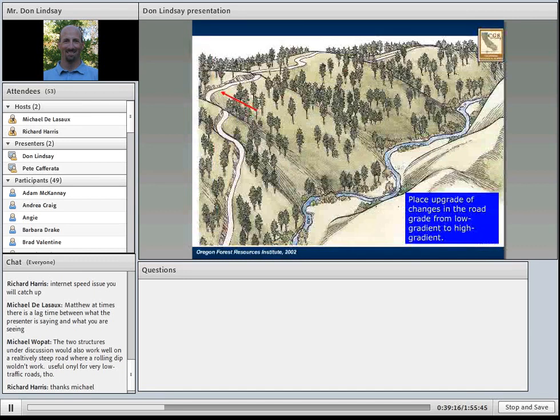Place drainage structures upgrade of changes in road grade from low gradient to high gradient to prevent water from accelerating down steeper road grade and causing additional erosion. In this figure, you see the road climbs hard out of the channel bottom before transitioning to a more gentle grade just before reaching the ridge top. It is at this grade break, marked with a red arrow, that you would want to install a drainage structure.